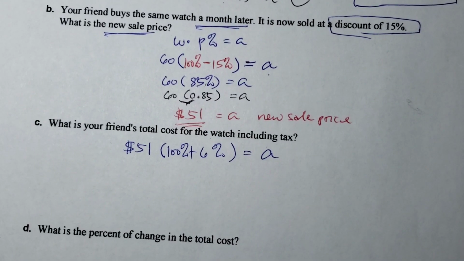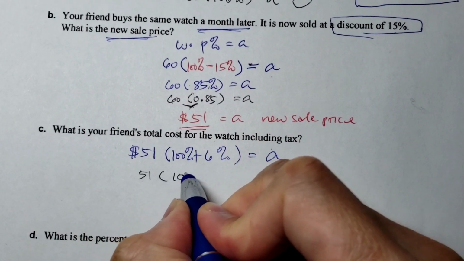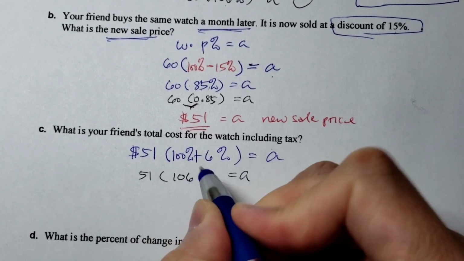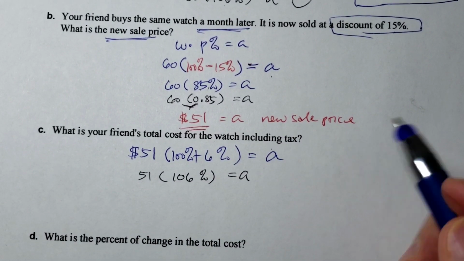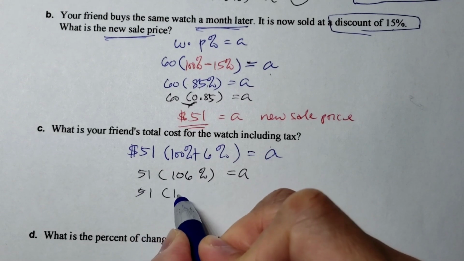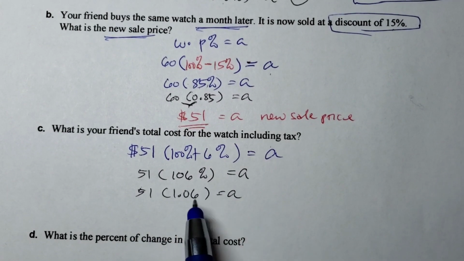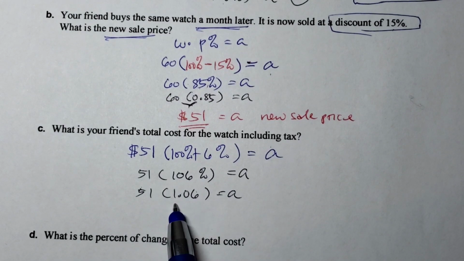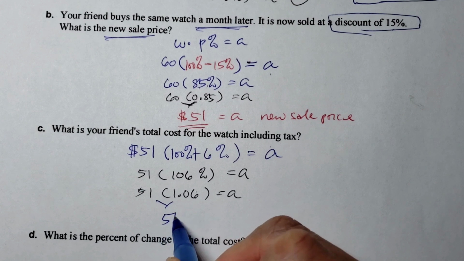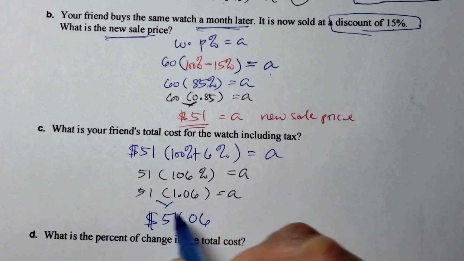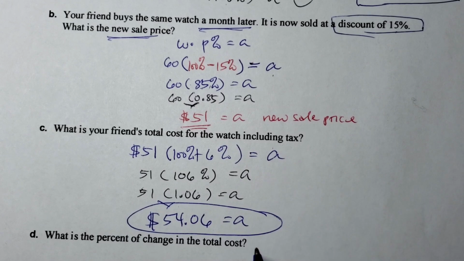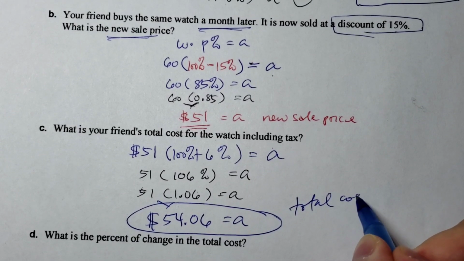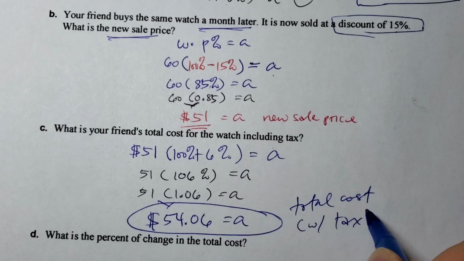So this would be 51 times 106% equal to A. Change that to a decimal. Now you can change this to a decimal right away. Make it faster. 1.06 times 51. We got 1.06 by dividing 106 divided by 100, because we're changing the percent to a decimal. Now we multiply this 2, and you will get $54.06. This will be the total cost, that is with tax. All right.